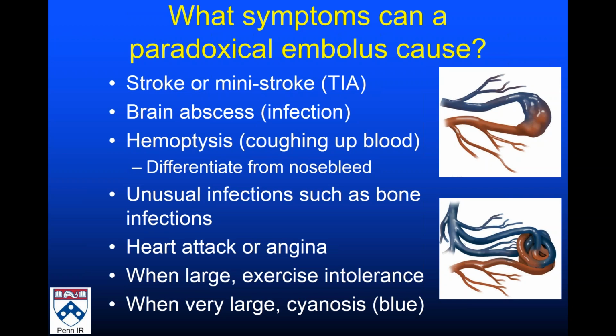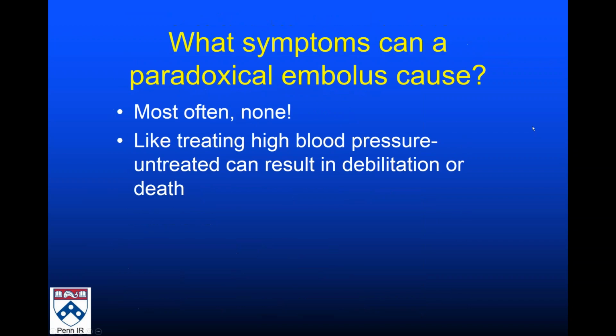We have 6% of patients in our population who had either a heart attack or angina as a result of paradoxical embolus with no coronary artery disease. When they're large, the blue blood is not getting oxygen into it, and so it goes back to the heart, still blue, and that can result in exercise intolerance. And when it's very large, people can be cyanotic, or they can have blue lips and blue fingertips. And what you see here is a complex PAVM. This has multiple feeding arteries and one or more draining veins, and you can see it just looks more complicated than the simple PAVM that we see here.